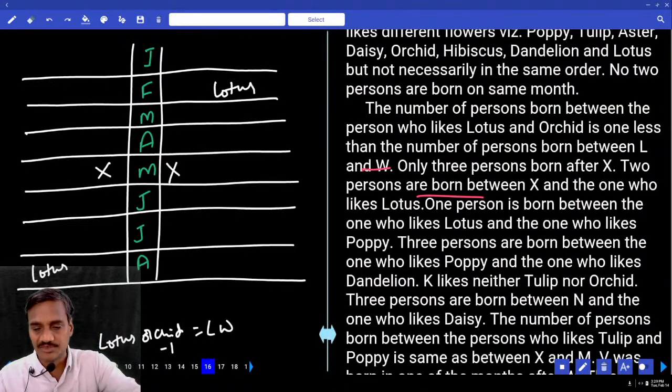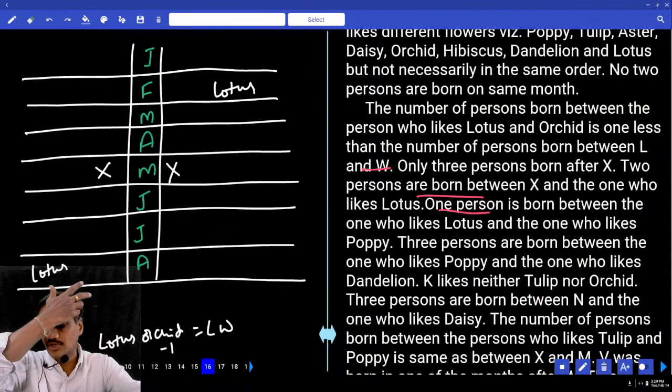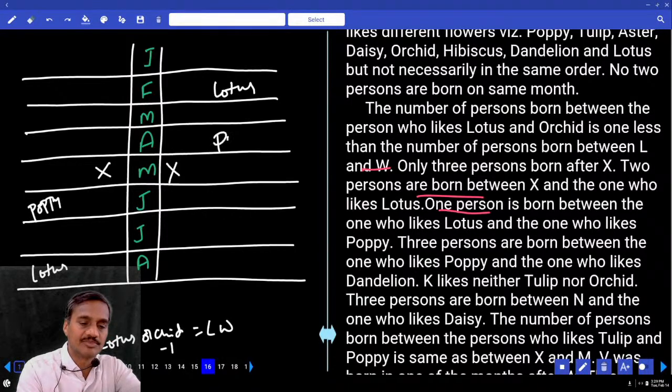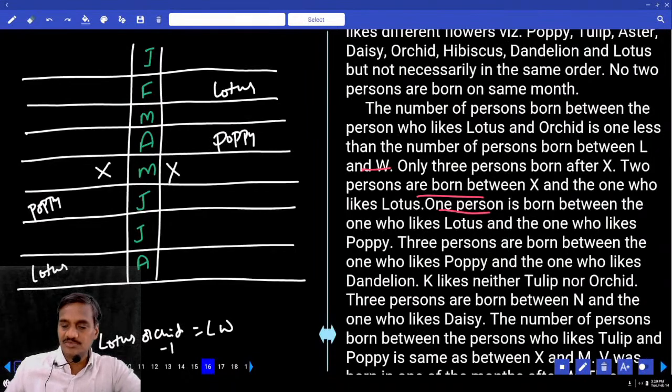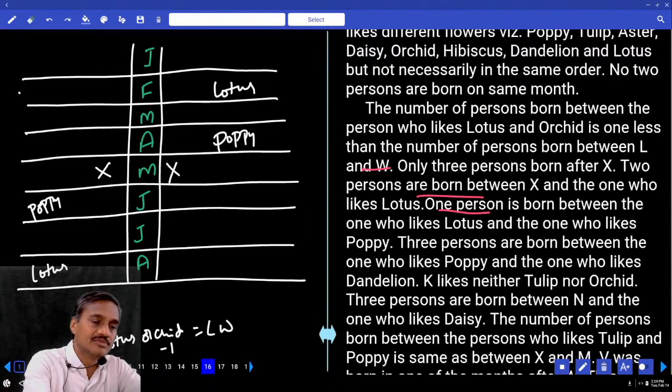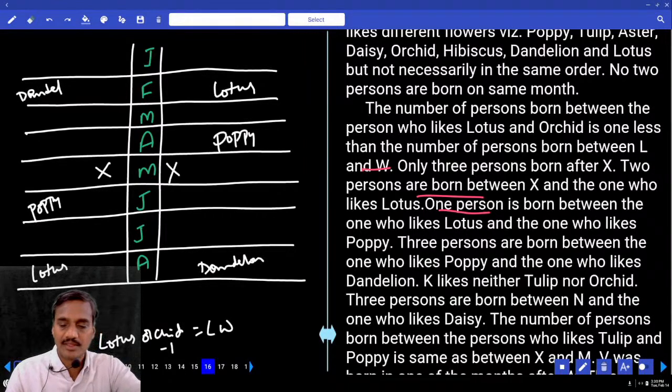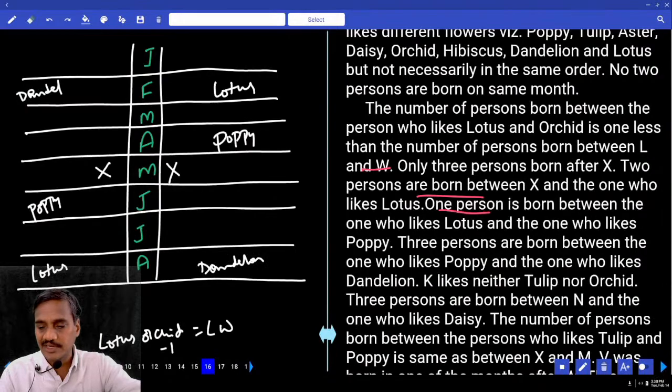X and lotus, that has been done. And 1 person between lotus and poppy. Lotus and poppy, there must be exactly 1. And next one, 3 persons between poppy and dandelion. Dandelion is here. Poppy and dandelion, there must be exactly 3. Dandelion must be in the month of August. And 3 in between poppy and dandelion.